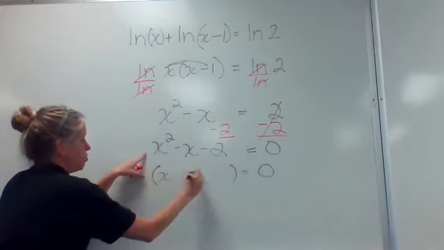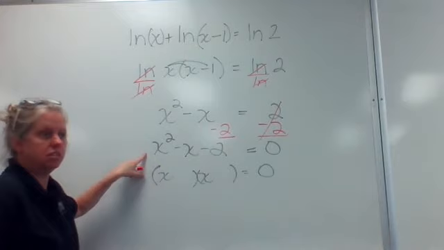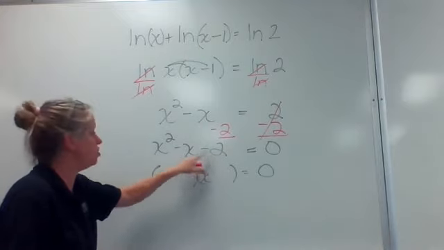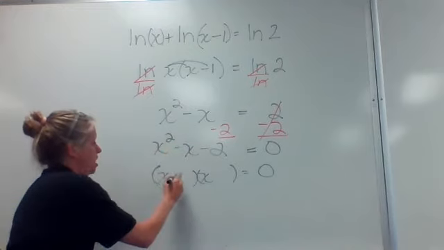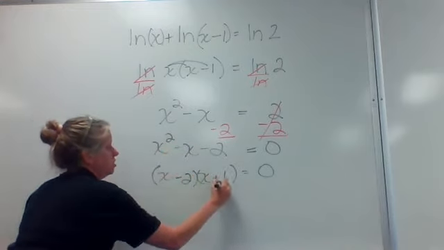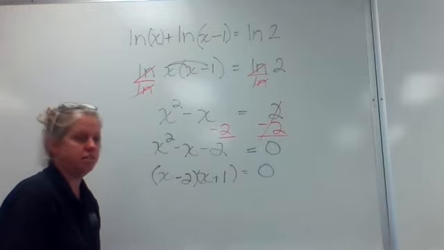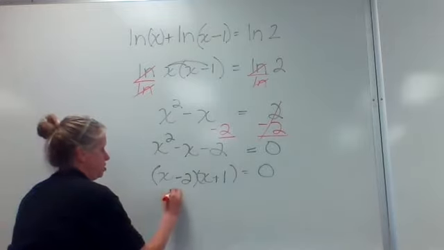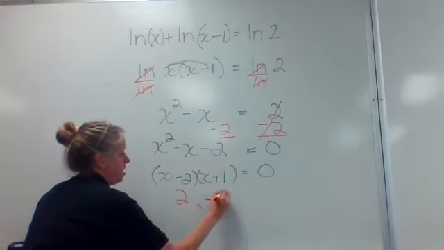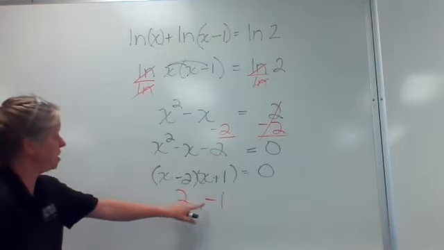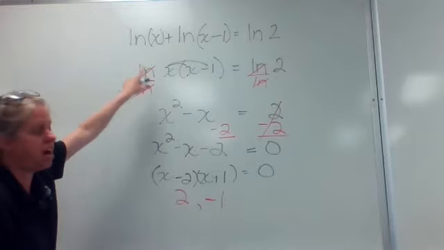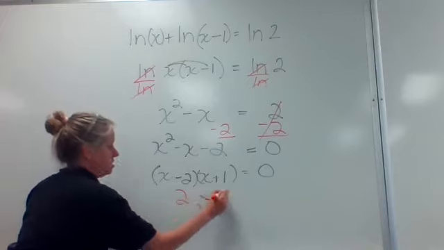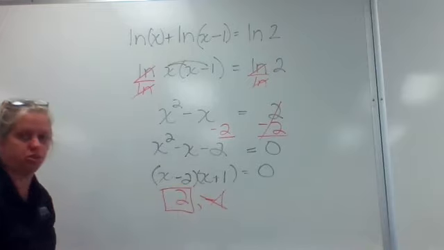X and x for x squared. Numbers that multiply to give me -2 and add to give me -1 are a -2 and a +1. So the solution here would be 2. Here would be -1. So I just need to make sure that I don't make an error by putting in a -1 here. So that's not a true solution, just the 2 is.